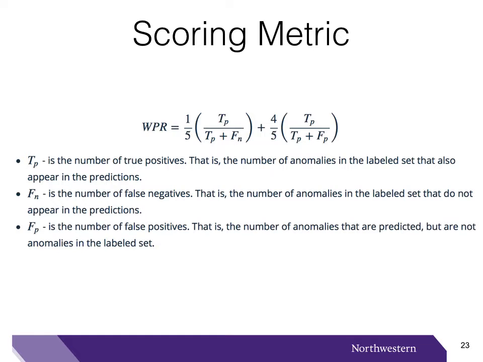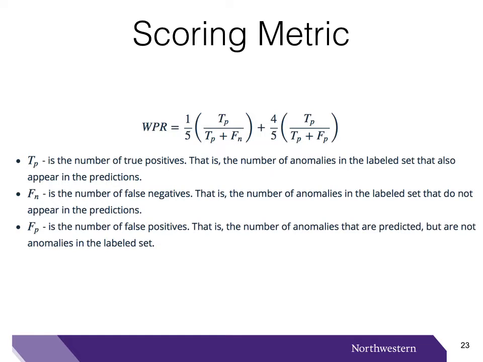Now, before we wrap up, I want to talk about how this competition is scored. Your leaderboard position is based on this WPR number. This is calculated using the number of true positives, false negatives, and false positives. Now, if you venture over to the leaderboard on DrivenData, you'll see that the top positions on the board have scores of 0.8.